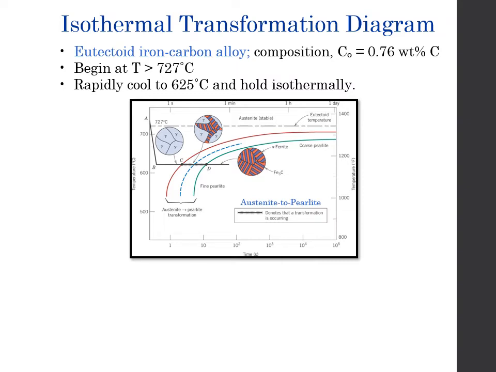And then if you want to transform the austenite to the first microstructure, you have a few microstructures over here. The first one that you will go through is pearlite. If you want to transform it to pearlite, then you have to rapidly cool it to 625 and hold it. First, heat it above 727 and then reduce it to 625 degrees Celsius, and hold it until it reaches the pearlite region. That is how the austenite transforms to pearlite.